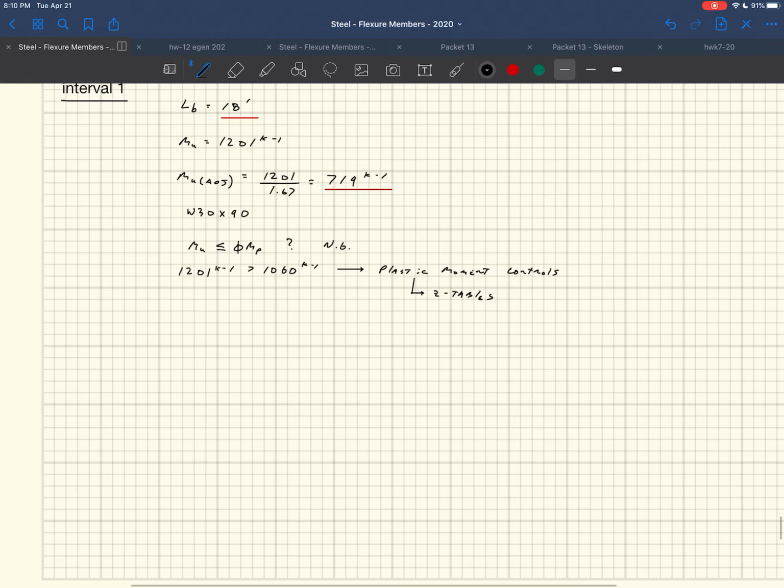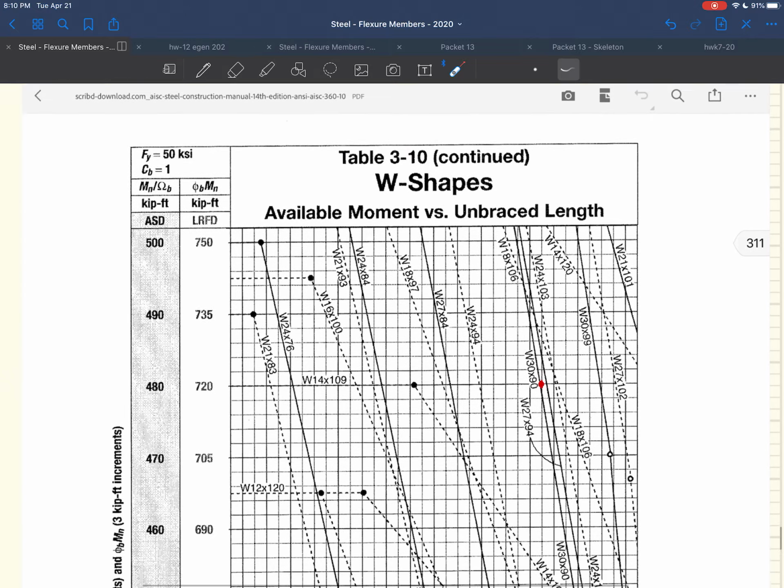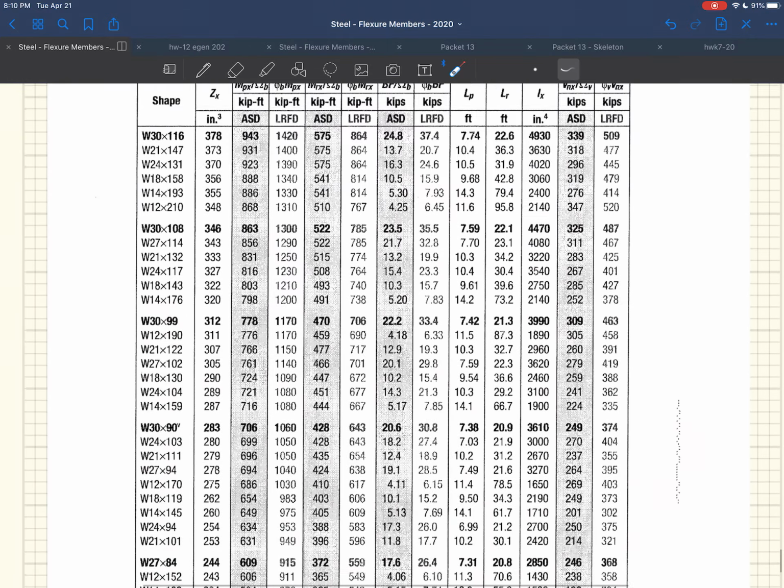At least that's how I would do it. It doesn't say exactly that. I'm not sure if it's super clear that it's always going to be the plastic moment that controls, but it controls the design for this particular beam of that size. And so you go to the Z tables.